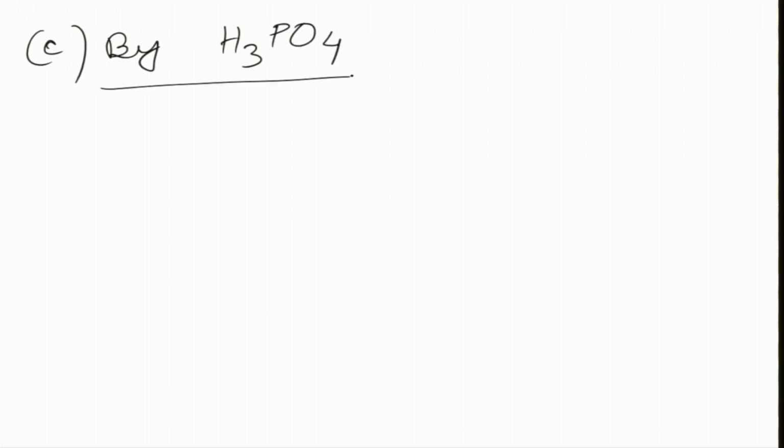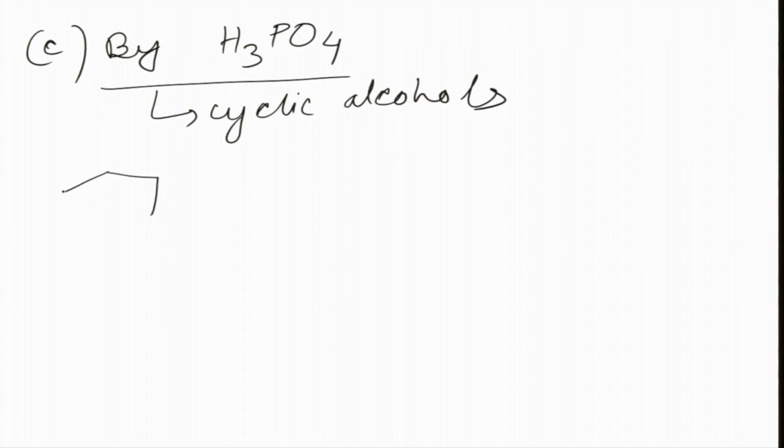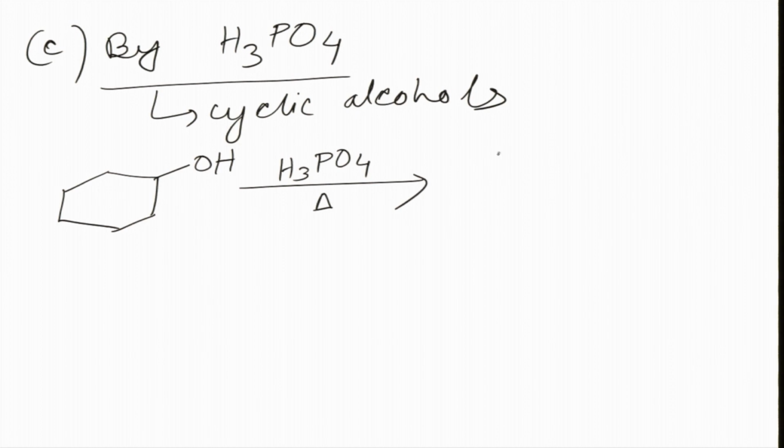This is generally used for cyclic alcohols. Okay. So, let us say this is a cyclic alcohol. Okay. We give H3PO4 and heat. So, this will be the alkene formed. So, it also follows the same mechanism. H3PO4 is like this.